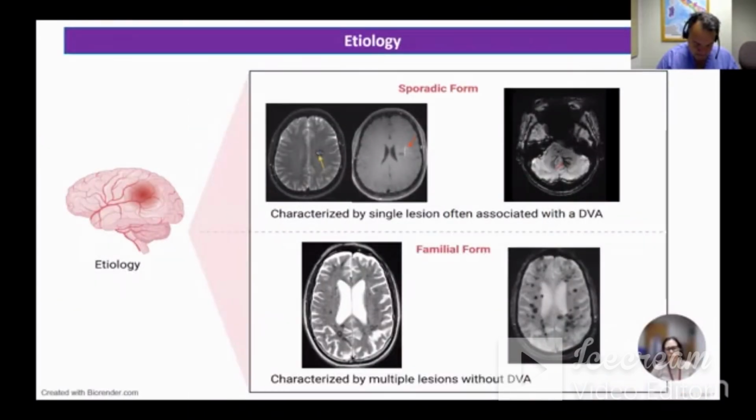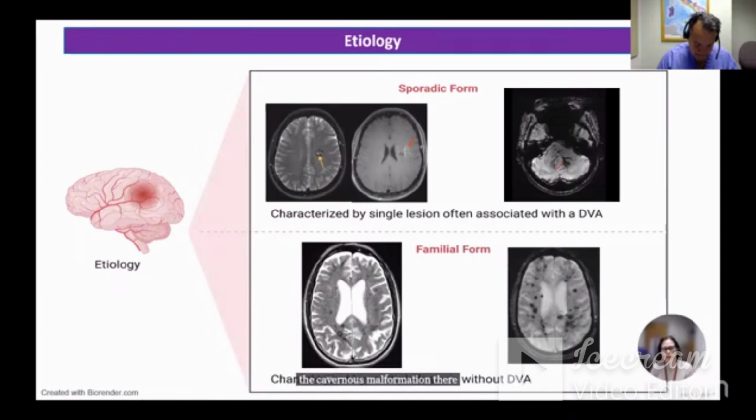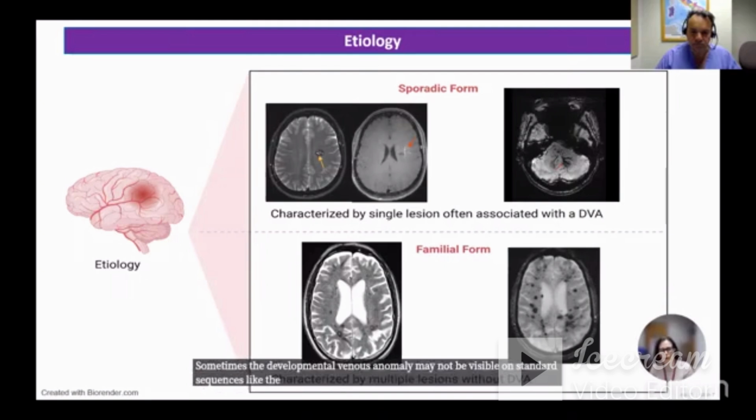Cavernous malformations come in two different types. The sporadic form is typically characterized by a single lesion. The cavernous malformation there is noted by the yellow arrow, often with an associated developmental venous anomaly noted by the red arrow. Sometimes the developmental venous anomaly may not be visible on standard sequences like the gadolinium or the SWI, in which case sometimes 7 Tesla MRI can show it.